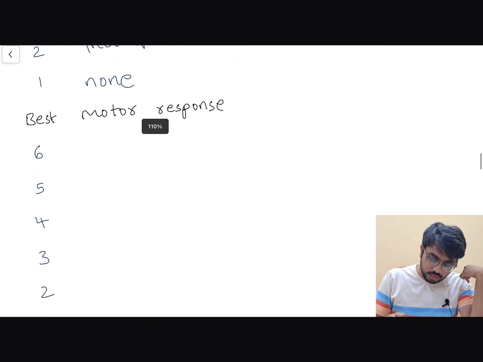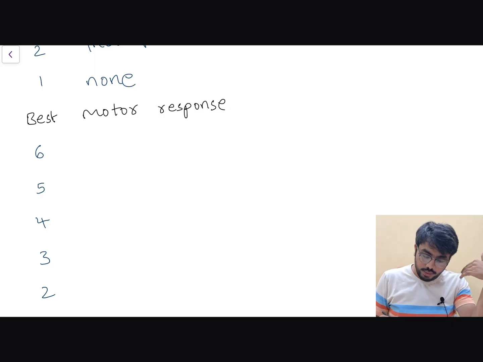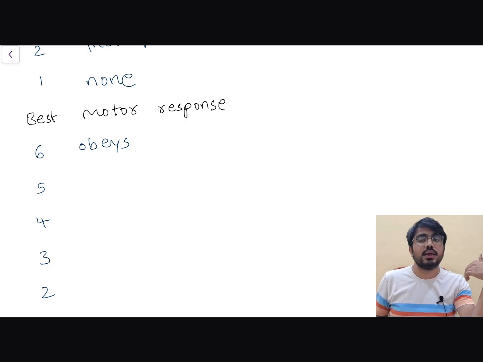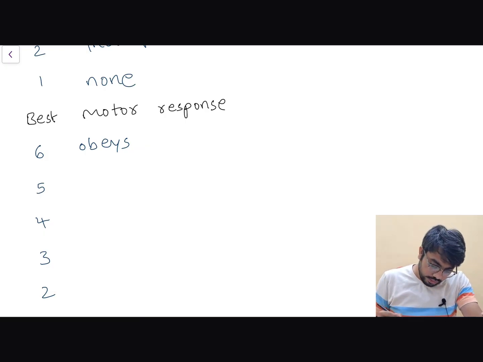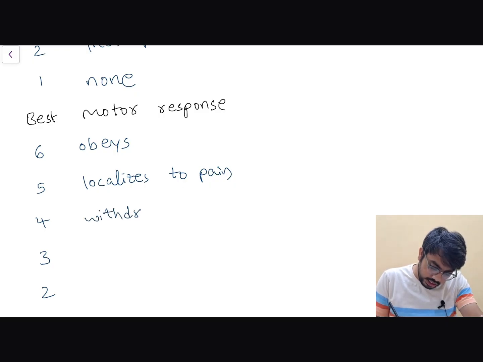Now coming to the best motor response. Same thing I have to do. Highest is 6, least is 1. If there is no motor movement, then I have to write 1. If there is the best motor response, means whatever I am asking him, lift your hand, lift your leg, he is obeying and able to do it, it is 6. If he localizes to pain, then it is 5. If he cannot localize but he can withdraw to pain, then it is 4.